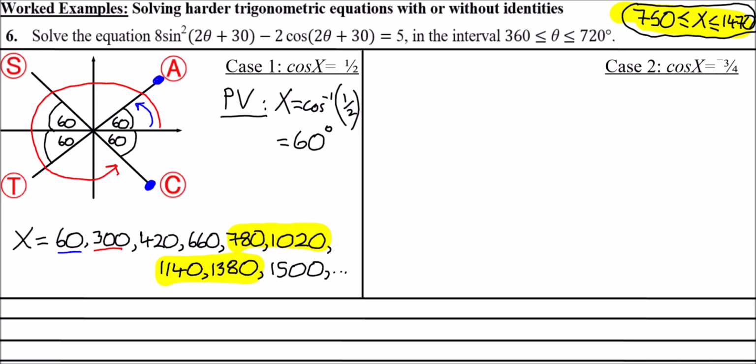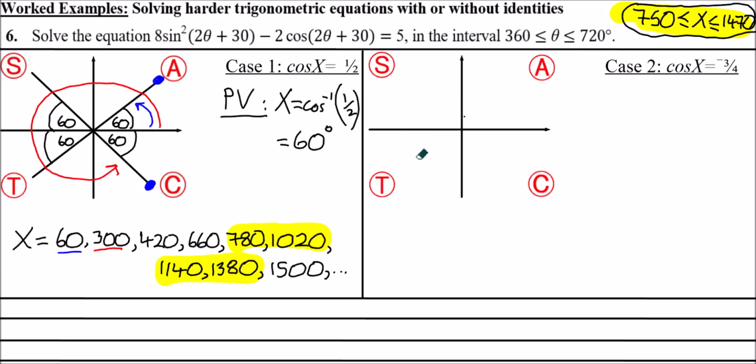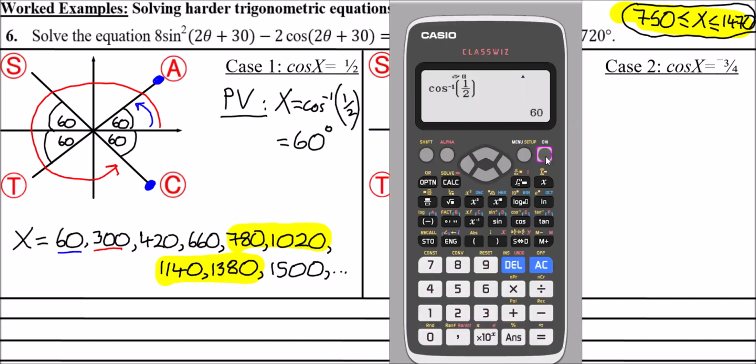Next, we need to think about the second case where cos of big X is negative 3/4. So here's the CAST diagram for this one. So again, to find the principal value, we're going to do cos minus 1 of negative 3/4. So shift cos minus 3/4. And we're going to give this to 1 decimal place, I'll say. 1 decimal place is fairly reasonable. So to 1 decimal place, this is 138.6.